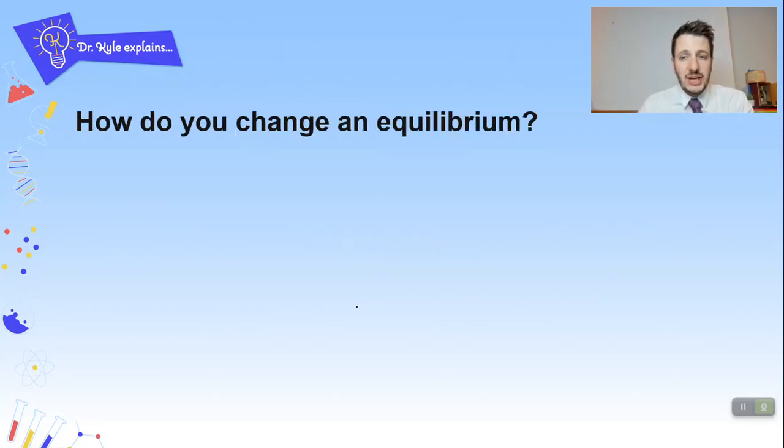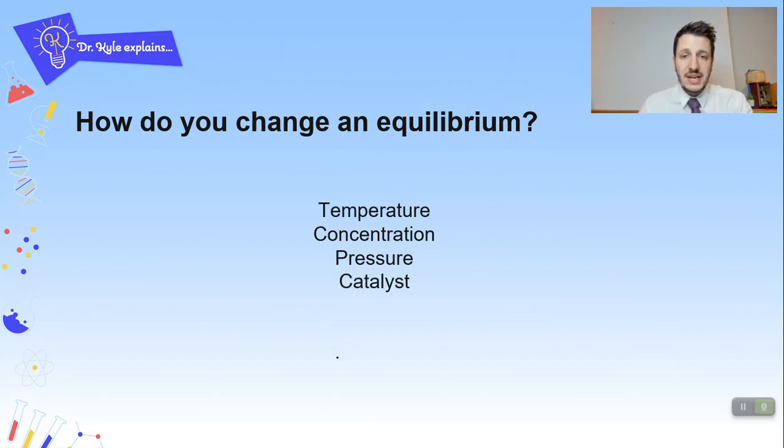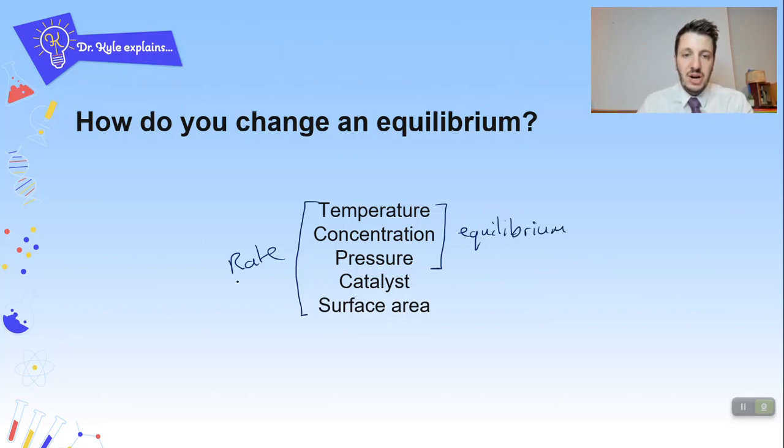Okay, so how can you change an equilibrium? There are three ways you can change an equilibrium. That's by changing the temperature, changing the concentration, and changing the pressure. Now I've also added here catalyst and surface area. These five things are able to change the rate of a reaction, but it's only these three that can change the equilibrium. It's really important not to get these two things muddled up. Rate is how fast you can make it. Equilibrium, by pushing it either to the left or the right, and we'll do some examples in a second, changes the yield of the reaction, so how much you actually make.